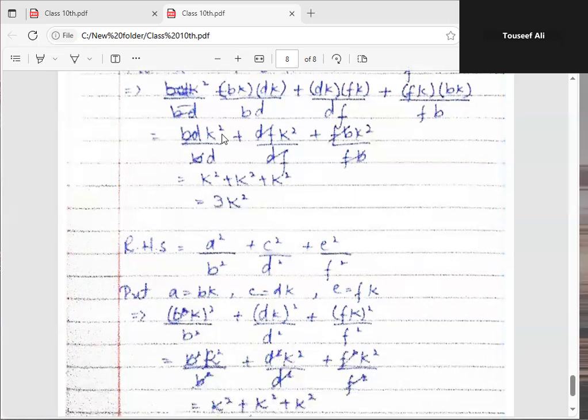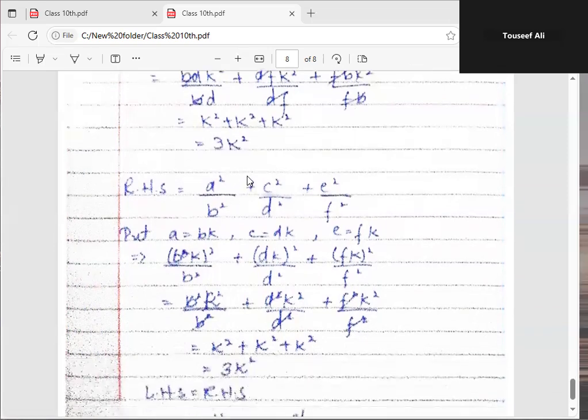So the remaining term in the first term is K square, in the second term the remaining term is K square, and in the third term also K square. Now K square plus K square plus K square equals 3K square. This is the solution of the left hand side.